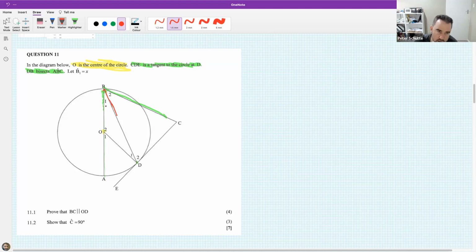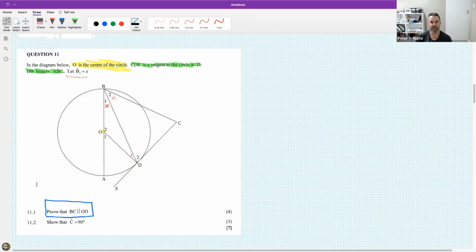And it says, let B1 be X. Now, if it's cutting this in half, then if that one is X, that should be X as well. It's quite important to recognize that at the beginning, because if you don't recognize the bisecting of ABC, this question becomes harder. So I've introduced myself to the question and put any important information I need on the drawing. Try and answer for me, how would you prove BC is parallel to OD?